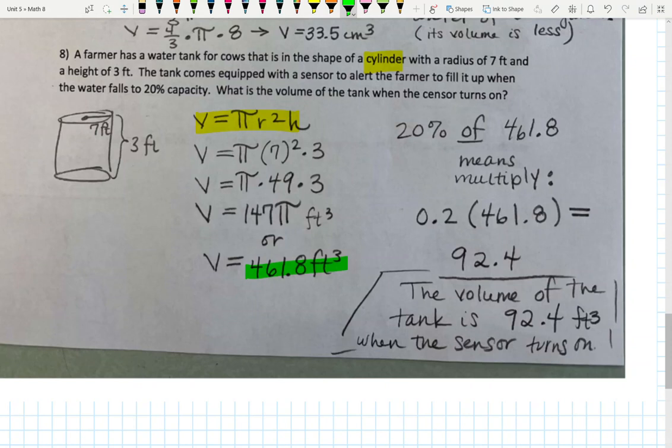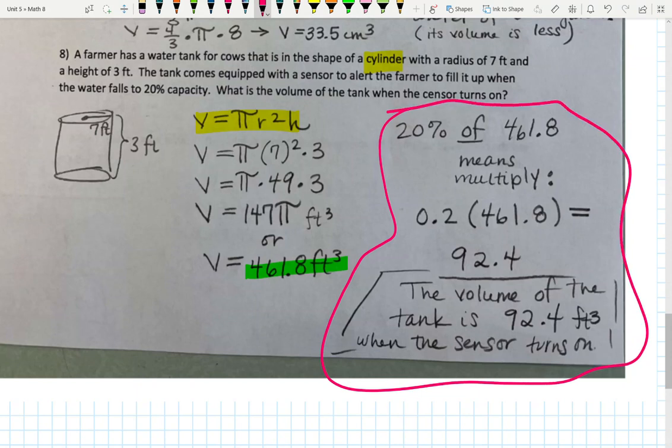Now 20% means that we're looking to multiply that volume by 0.2, because 20% as a decimal is 0.2. And when you multiply that, you get 92.4. That's the extension, the extra layer added to this problem. So you should have been able to solve the volume, but if you're stuck on the second part, you should be checking and reviewing this side of the work here. You multiply the volume by 0.2. The volume of the tank is 92.4 when the sensor turns on.